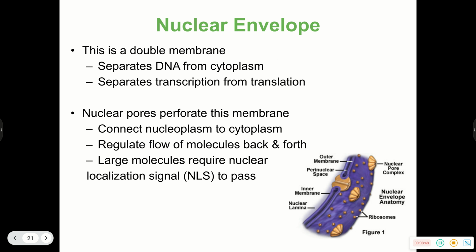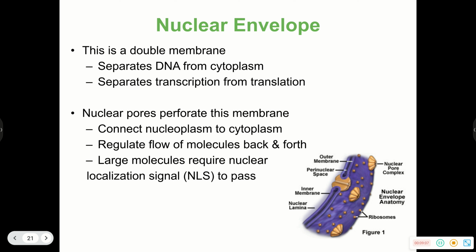So the nuclear envelope, it's a double membrane, okay? It separates the DNA from the cytoplasm itself, and it separates transcription from translation. That's the big key of what the nuclear envelope does. That's its biggest function, that it's separating transcription from translation, okay?